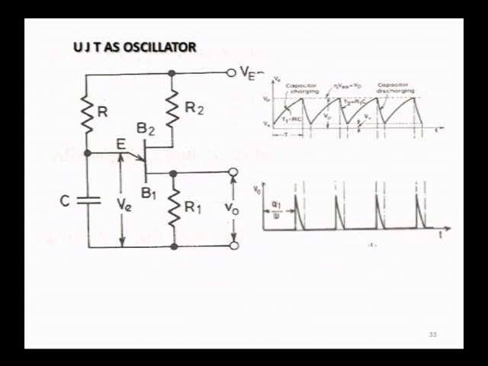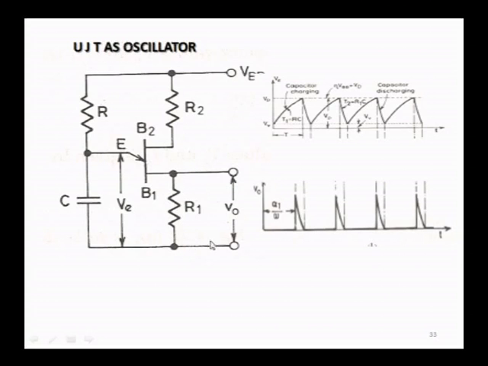Now, this is a UJT which acts as an oscillator which produces continuous waveforms like this. This is the symbol for UJT, and you have B1, B2 and emitter, and you can see this resistance R and capacitor C. These are responsible for the frequency of operation; the oscillations produced by the UJT are decided by these two values, R and C. There is a resistance R1 connected here. This is the output load circuit.